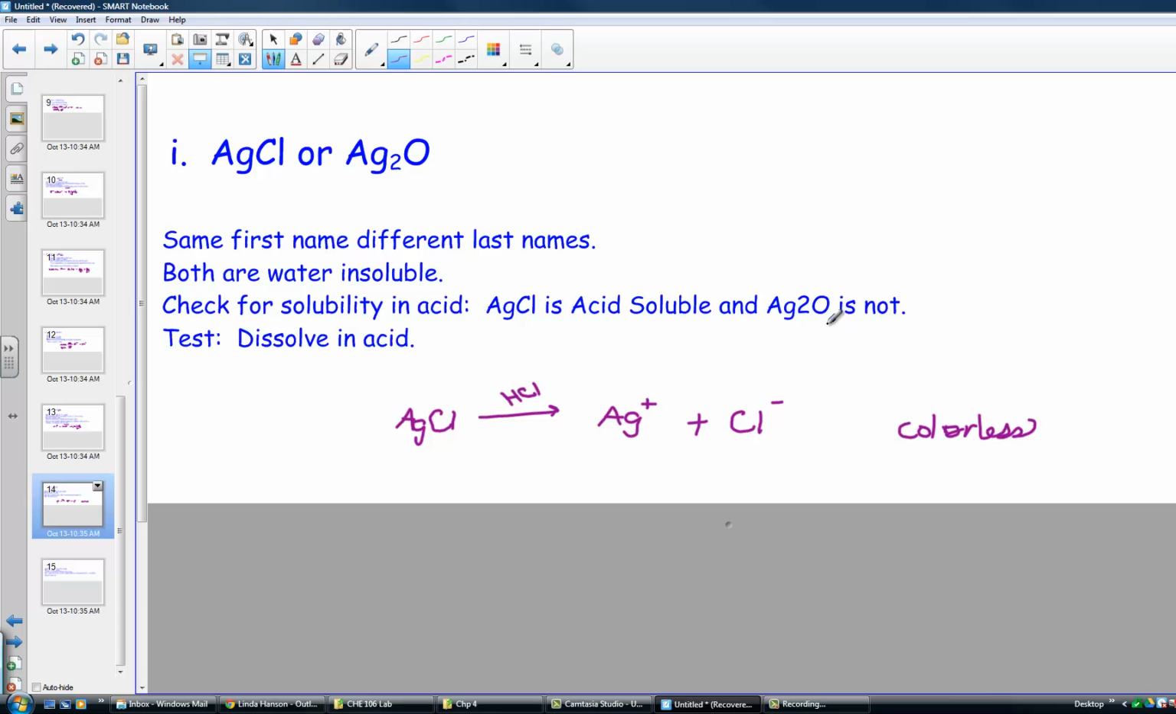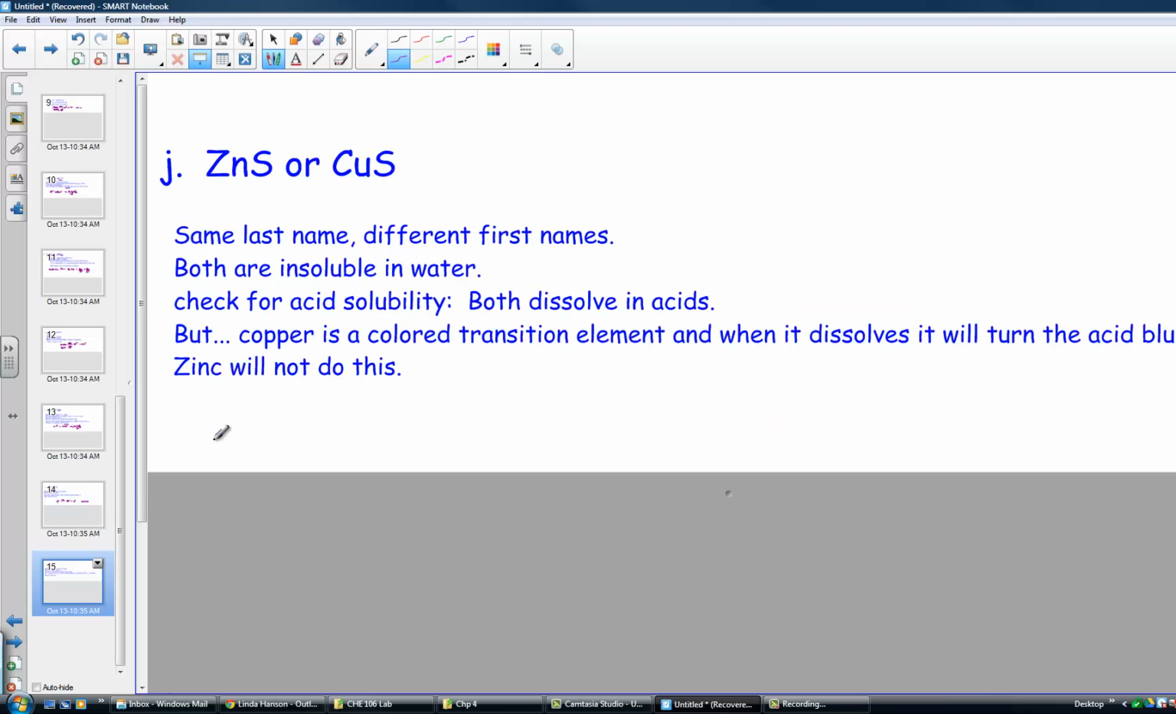And if it had indeed been silver oxide and I put it into acid, I could not get it to dissolve. So what I'm looking for is a solubility test. Can I get the sample to dissolve well in acid and use that to distinguish between the two solids?